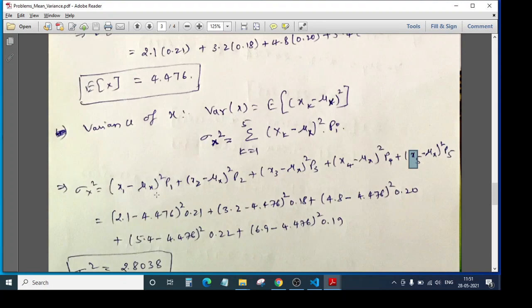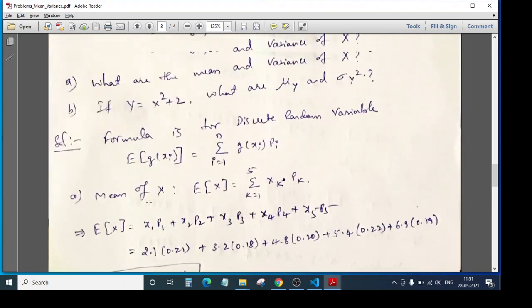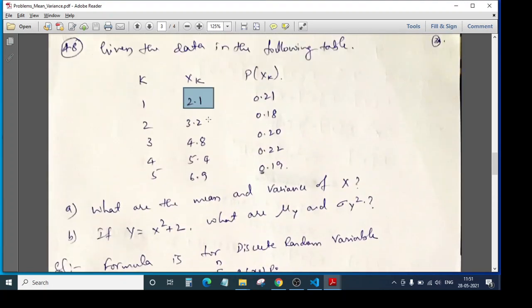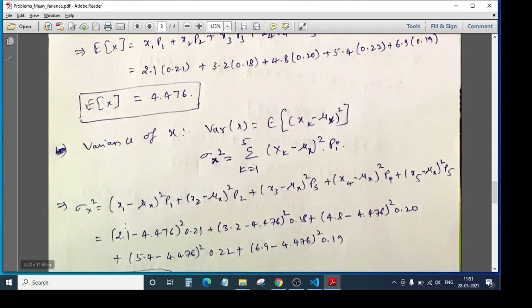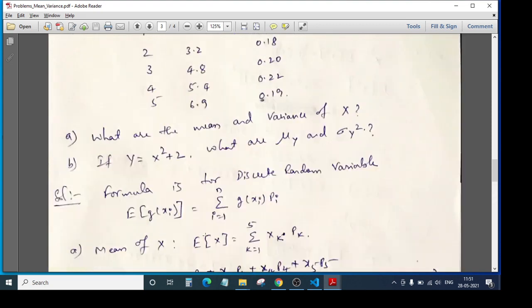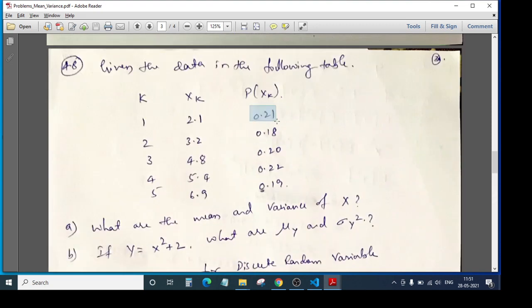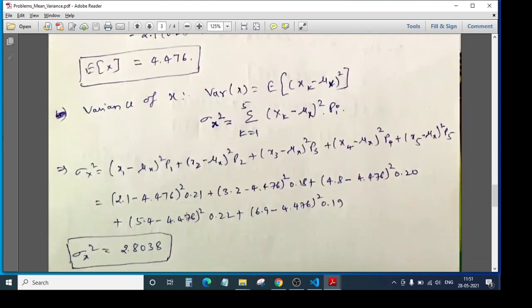So you know the value of x1, the value of x1 is given here, it is 2.1. So use the value of 2.1. Mu x you have already found out here, that is E of x, which is 4.476. Use the same value, square it, and the probability 0.21, that has also been given in the table, so use the same value, that is 0.21. Okay, so in this fashion you go on using all the values.